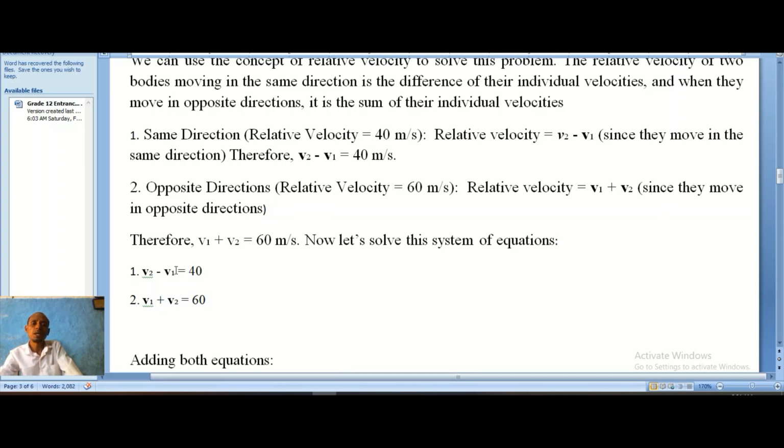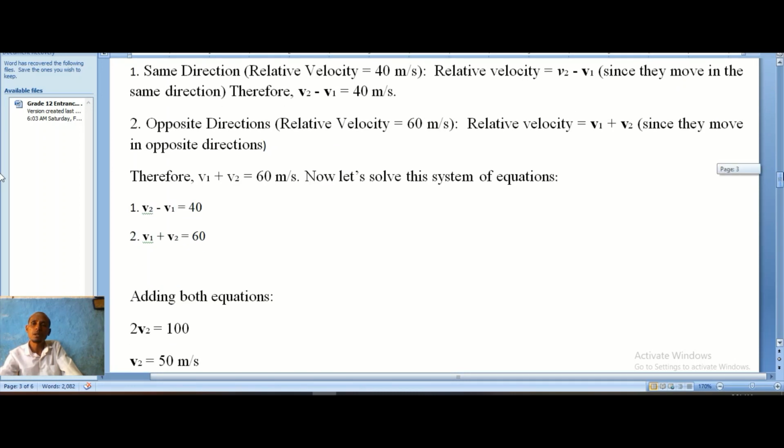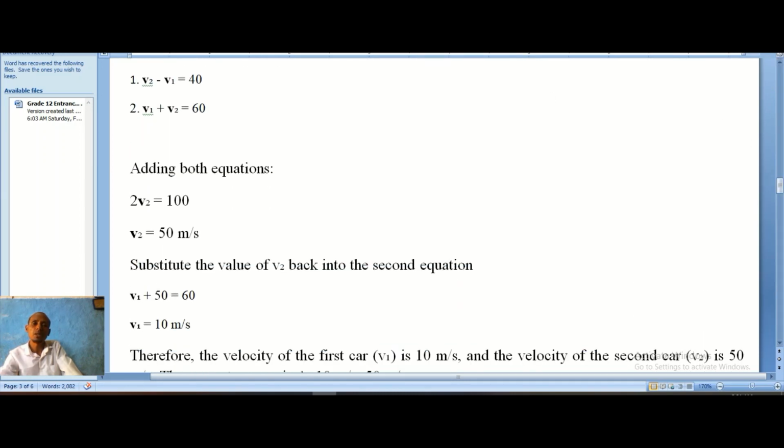In the second equation, V2 minus V1 is equal to 40. Adding both sides, V1 is negative and V2 is positive, so V1 cancels with V1. V2 plus V2 is 2V2, and 40 plus 60 is 100. Dividing both sides by 2, V2 is equal to 50 meters per second.